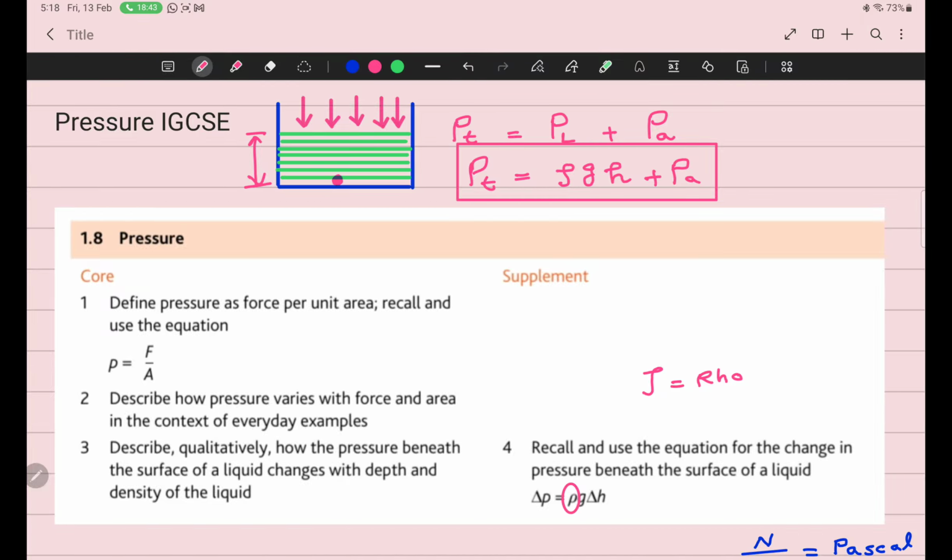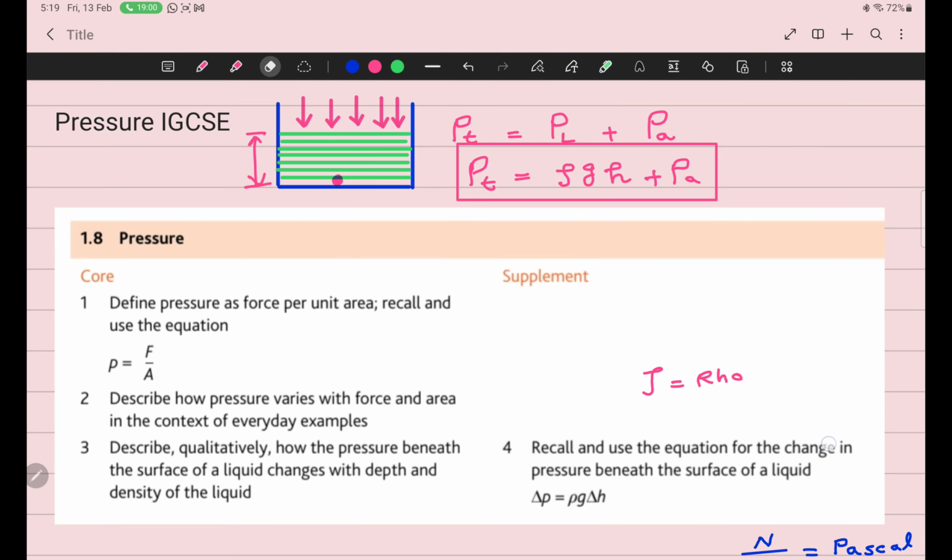So it is the final formula, and this chapter will not contain any formula now. There is no more new formula. Only three formulas. Formula number one, force per unit area. Formula number two, rho g h. Formula number three, pressure of liquid plus atmospheric pressure.